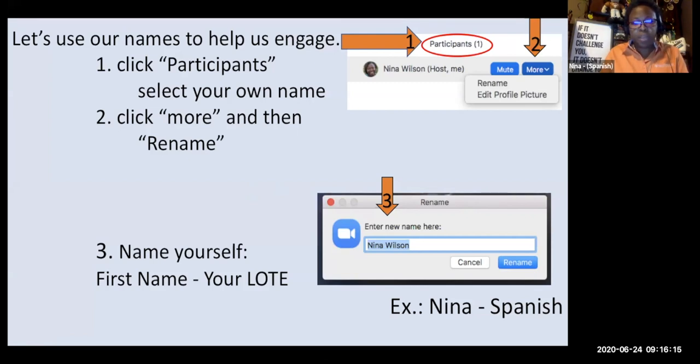So I'm going to put Spanish in parentheses because that's what I taught for over 20 years in Austin ISD, intentionally at the middle school level, because I wanted to work with the students who knew the least amount to try to get them hooked and excited about learning.